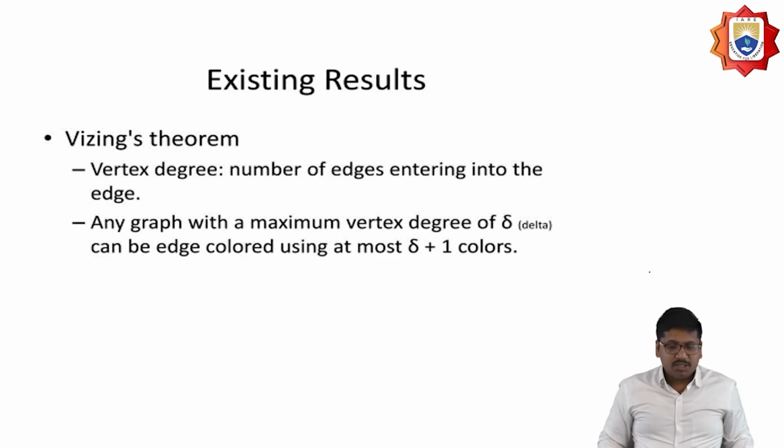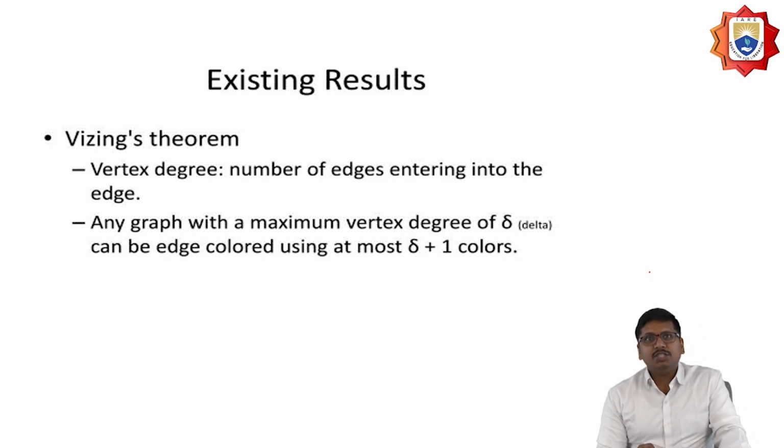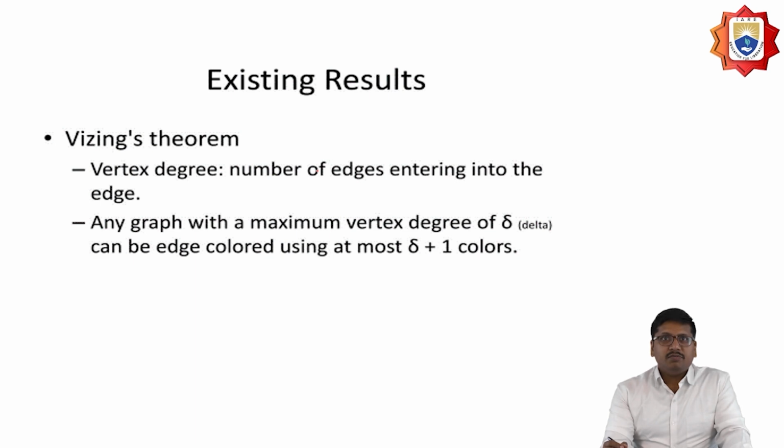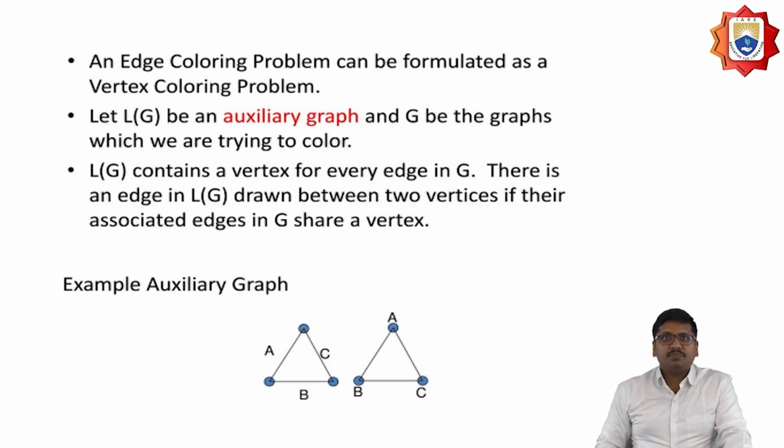And next one is Vizing's theorem. So what is this Vizing's theorem? Vizing's theorem is related to the vertex degree, that is, the number of edges incident on a vertex. So any graph with maximum degree delta can be colored with at most delta plus 1 colors. Edge coloring is almost similar to vertex coloring, what I said previously.